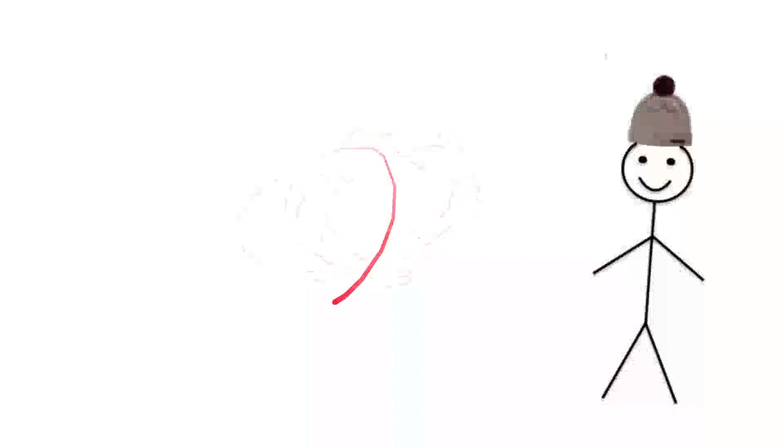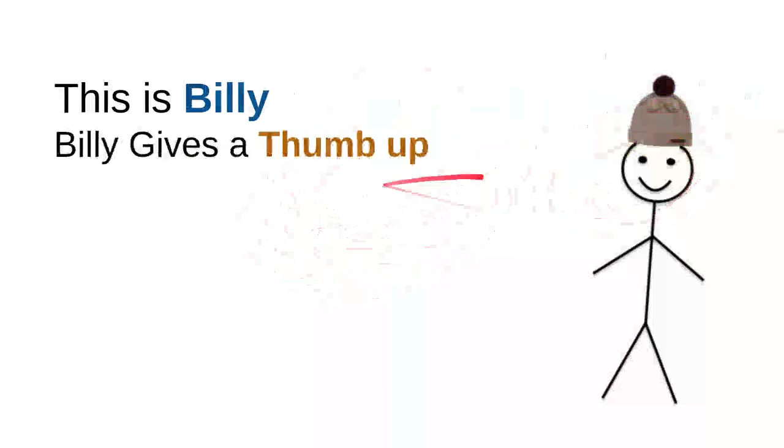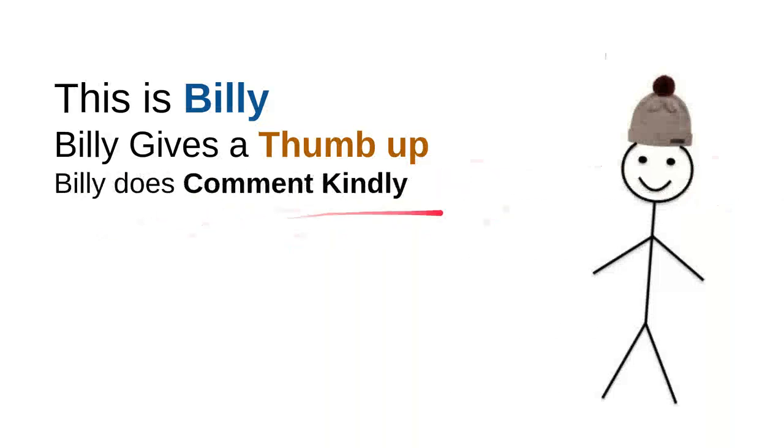Hi, this is a very beautiful day. Let me introduce you to my friend. He is very kind, sweet, and nice. So, this is Billy. Billy gives a thumbs up every time he sees a nice, sweet, kind, useful video. He will leave a thumbs up or hit the like button every time. So a like button for a useful video, a good video, will get the thumbs up. And then Billy comments kindly.